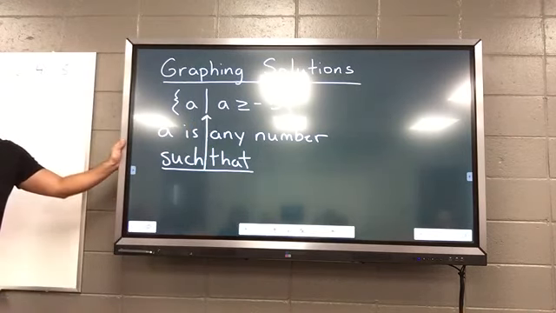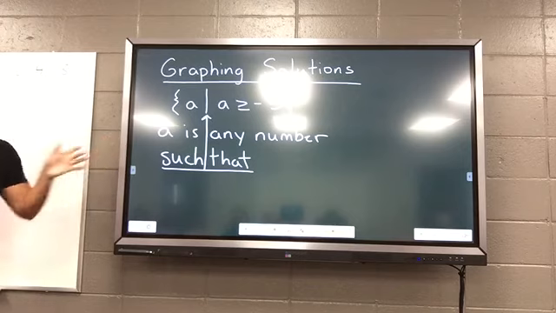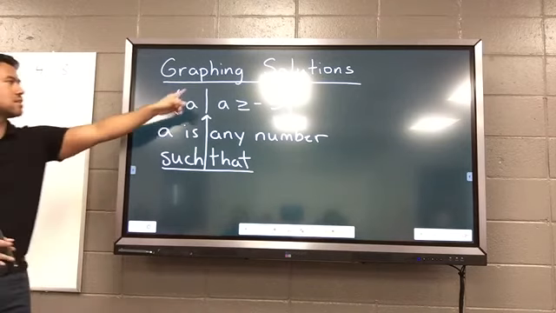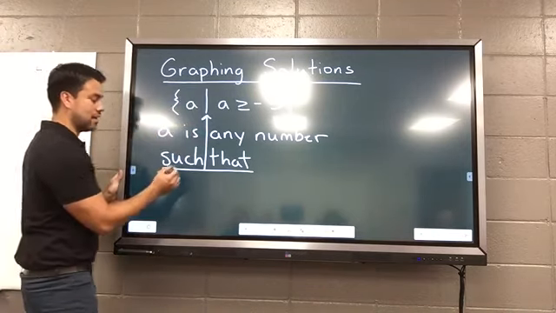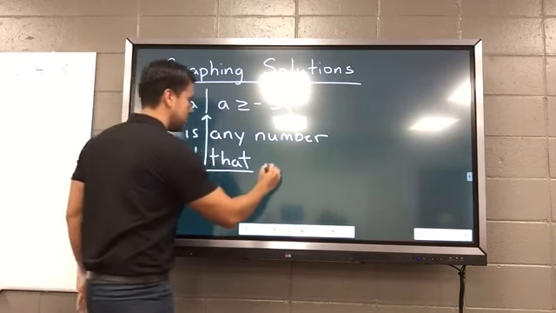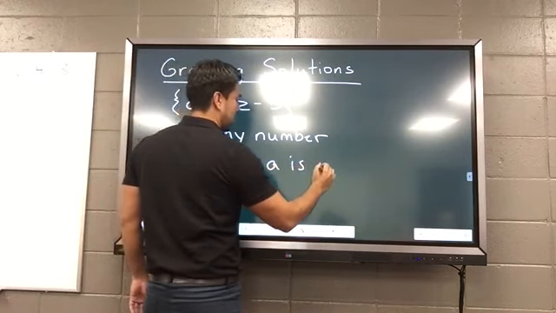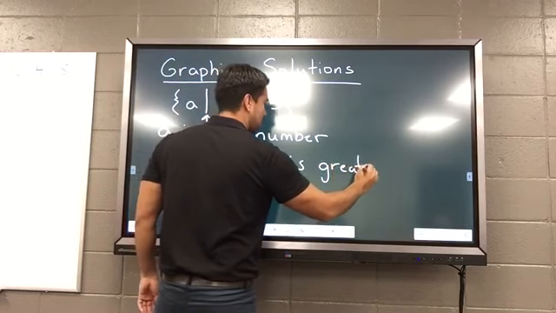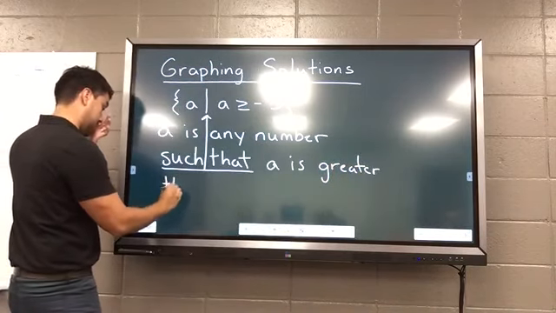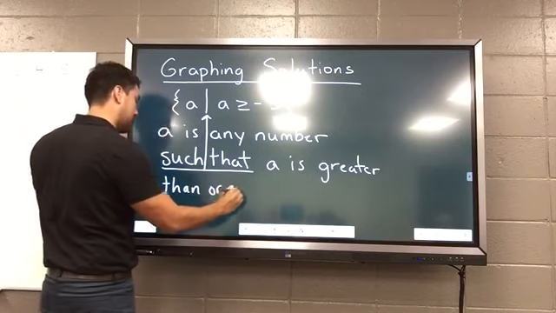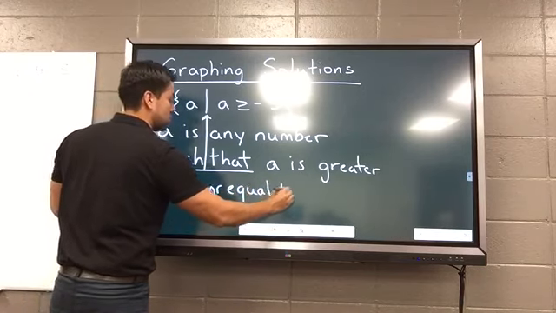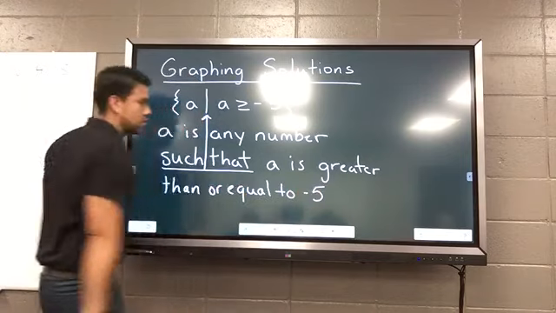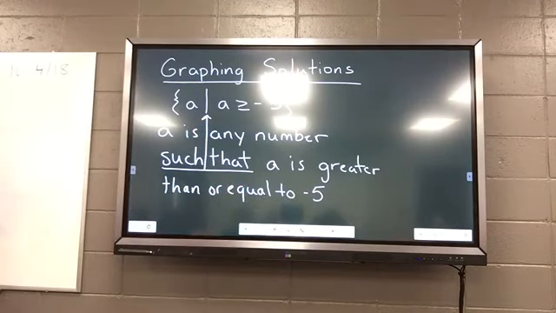Is that an absolute value symbol? What do you think? No. Why not? It looks like it. Absolute value symbols come in pairs. This one is by itself, and we read it as "such that A is greater than or equal to -5." So I just translated that statement. That's what we call set builder notation.